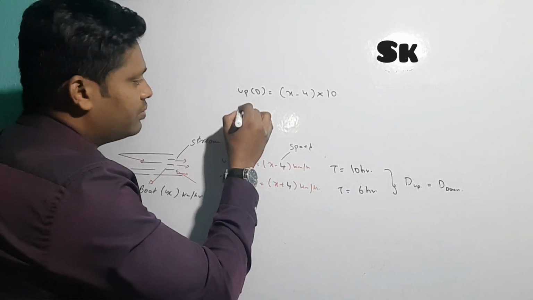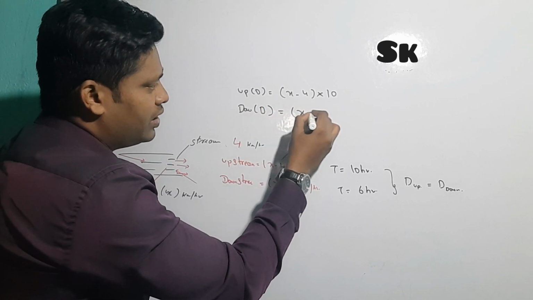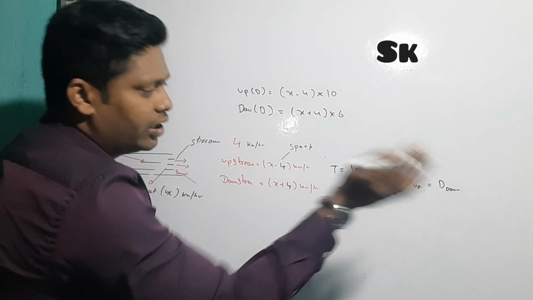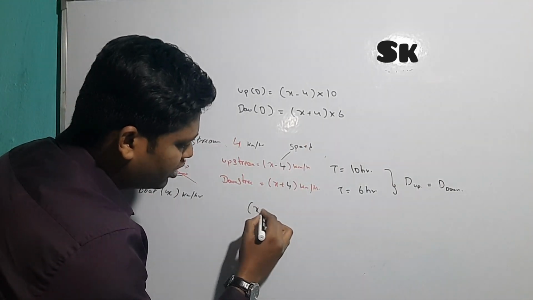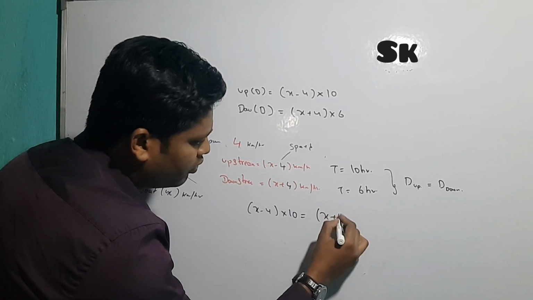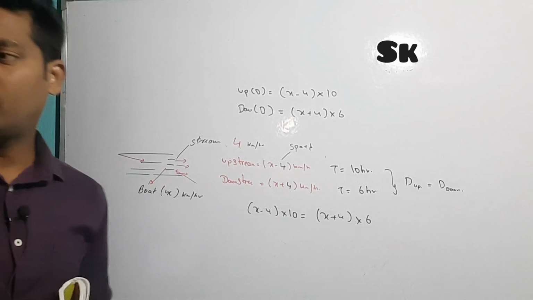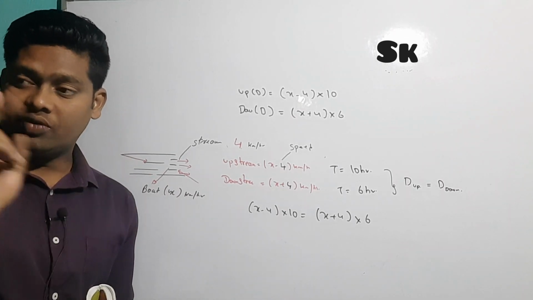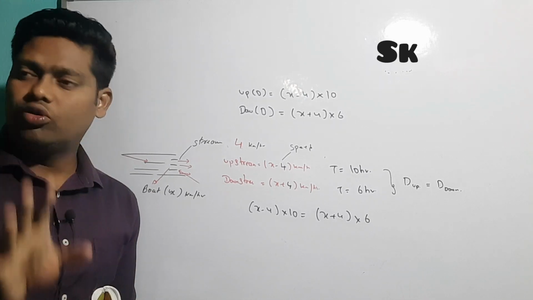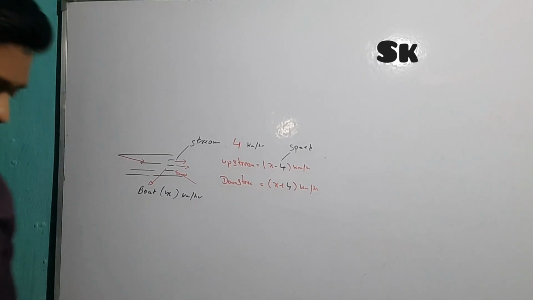Now in case of downstream, the distance is speed multiplied by time. Clear? Now they are saying both are equal. So x minus 4 multiplied by 10 equals x plus 4 multiplied by 6. Solve the equation and get your answer. Simple. There is no need for two equations. Previously we were having two equations, what I explained in the first question. In this question there are no two equations, only one simple equation. You solve, you will get your answer. Clear? See the next question.